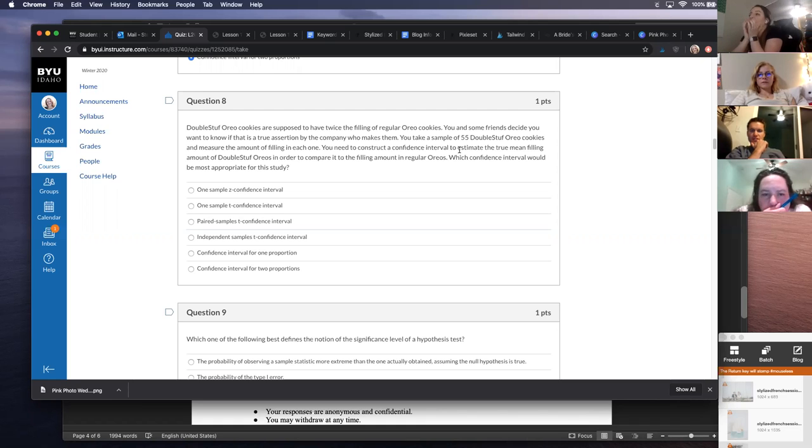Yeah. Okay. So would it be independent though? Because just because you're picking one double stuff doesn't mean you're for sure picking a certain regular? So in this case, the only thing that you're taking a sample of is the double stuffed Oreo cookies. So you don't even have two samples. You only have one sample. Yeah. But you're on the right course. Okay.